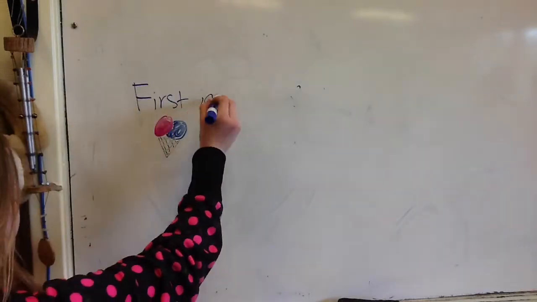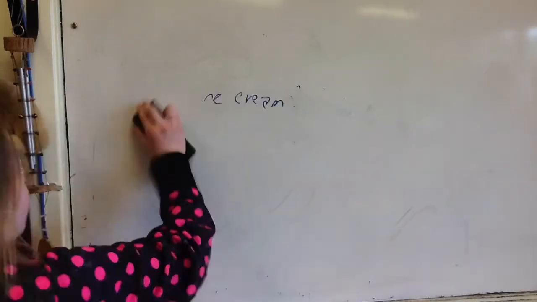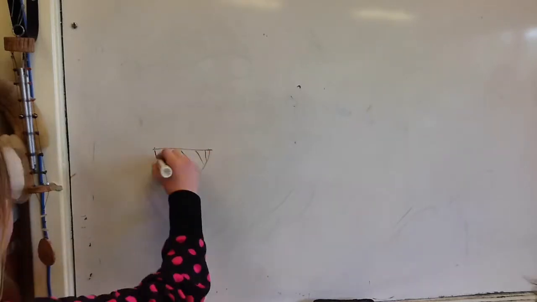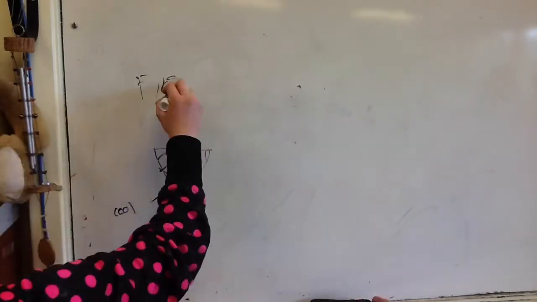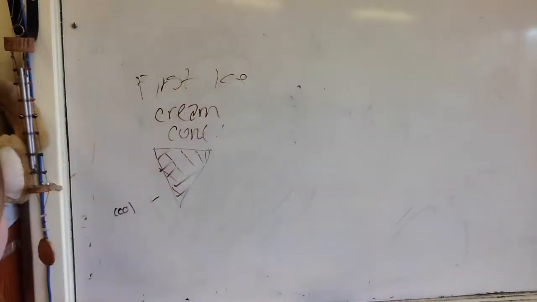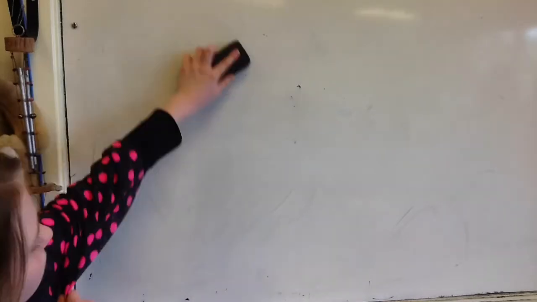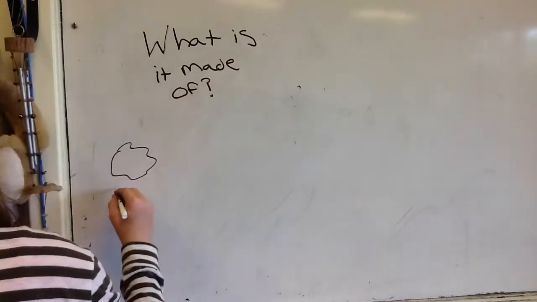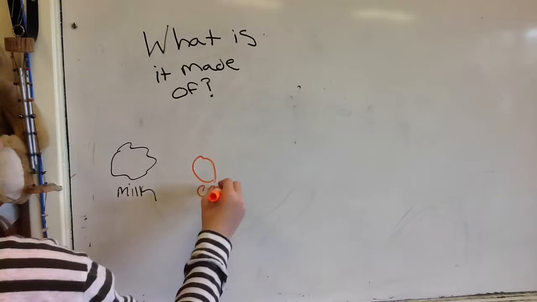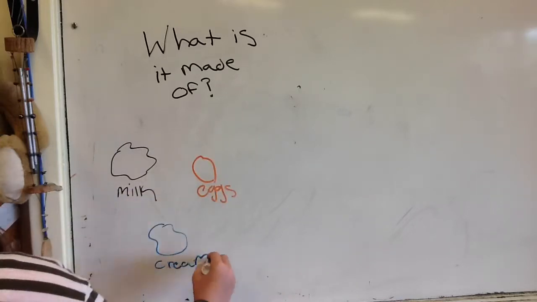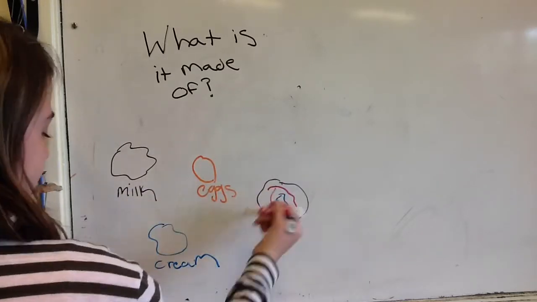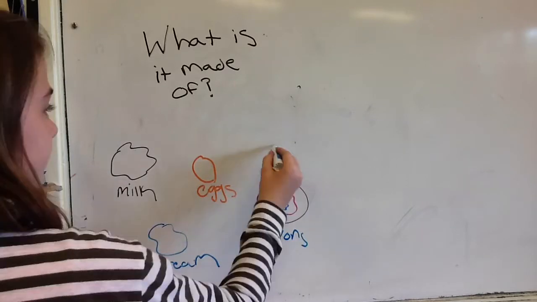Ice cream like this was made in 1846. The first ice cream cone was invented in 1904. Ice cream is made of milk, eggs, cream, flavors, sugar, and salt.